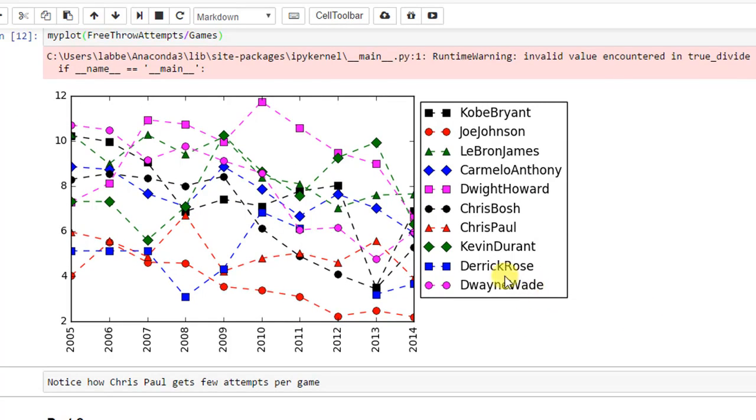Let's take a look at the performance of Chris Paul. Chris Paul has very few attempts compared to other players, one of the lowest numbers of attempts. Let's remember this player, because we have an interesting insight in the next part of the challenge. Okay, so let's move on.